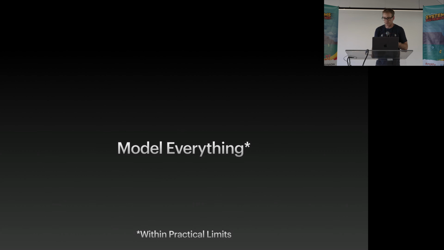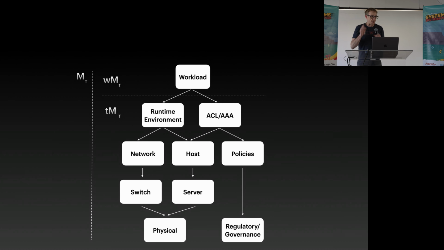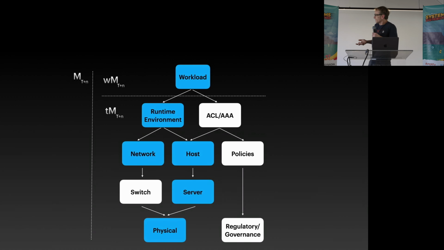And within practical limits, of course, because what's the point of modeling gas atoms if you have the ideal gas law? But a sort of demo model might look something like this. And I separated these out because the workload is the thing that matters, but underneath it is the topology that is required to operate that workload, all the way from runtime environment down to the physical, actually like layer zero stuff with regulatory and governance. If you make a change to that in certain areas of that dependency graph, you can see that we have some T plus N state of the entire topological model of the workload.